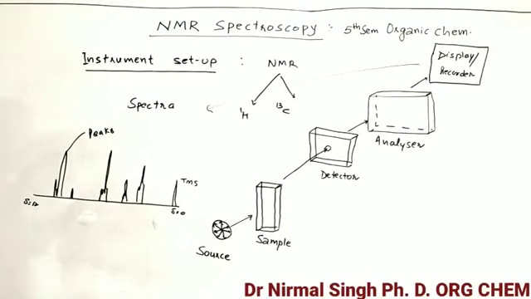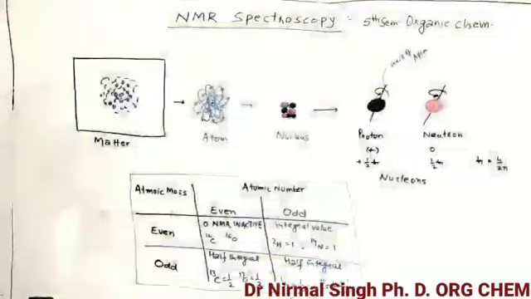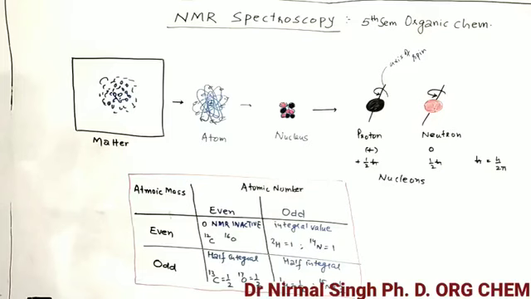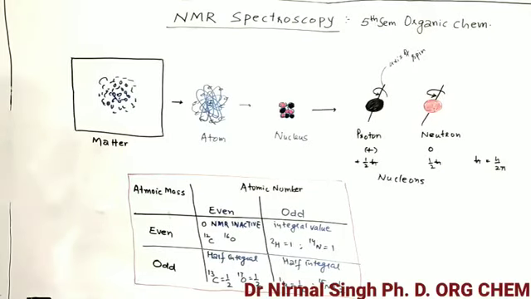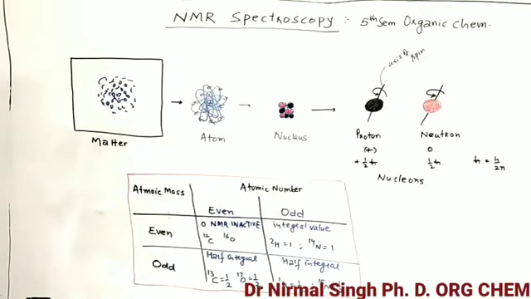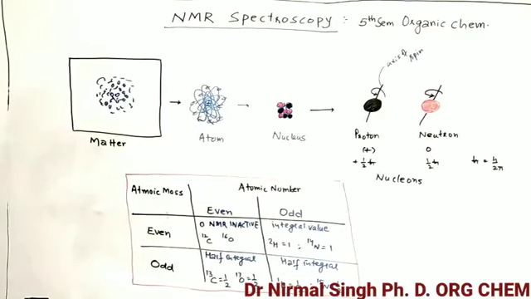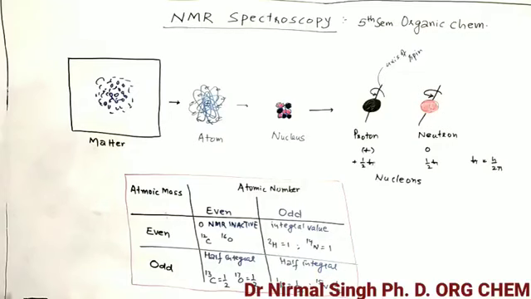Okay. So this is the general instrumentation setup for NMR spectroscopy. Next, in NMR spectroscopy, we will go a little bit deeper into the concept. This is the matter which we analyze the structure of with the help of radio frequency waves. If we zoom in on this matter.